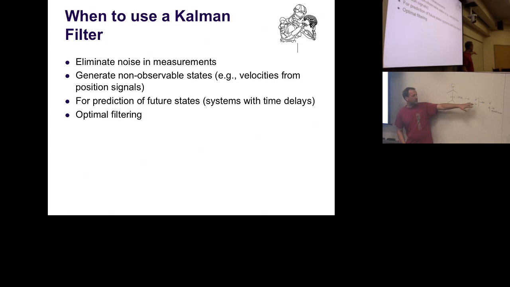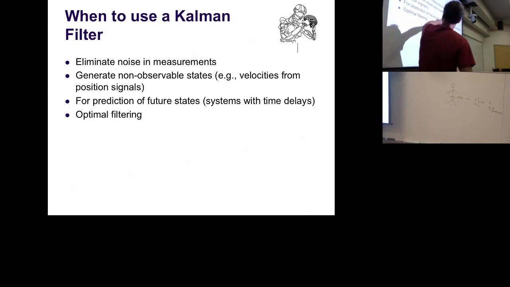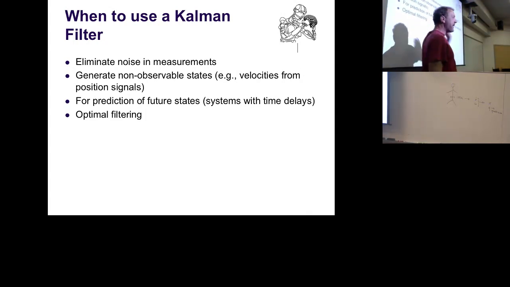I have people in my lab who work on that. At other universities, people work on that. People basically work on that in complicated systems. Good. So this is where generating non-observable states comes from. Generating velocities from positions is a very trivial example. Most of the time, we wouldn't do it with a Kalman filter necessarily. We can do it by simple differentiation and filtering.